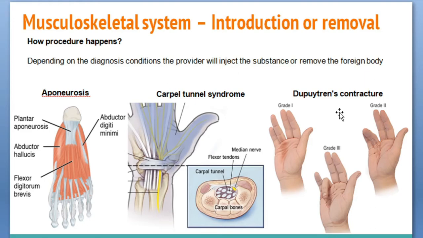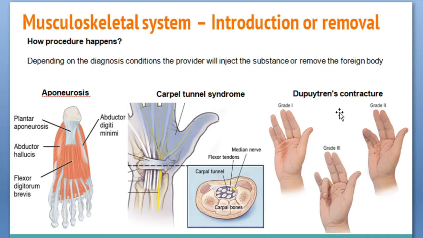So you can see the first picture is about an anatomical site. Aponeurosis means a ligament at the plantar fascia. So if the patient is feeling pain, inflammation, numbness or weakness at the plantar fascia ligament, then the physician will inject a corticosteroid, anesthetic agent, or anti-inflammatory drug to the aponeurosis.